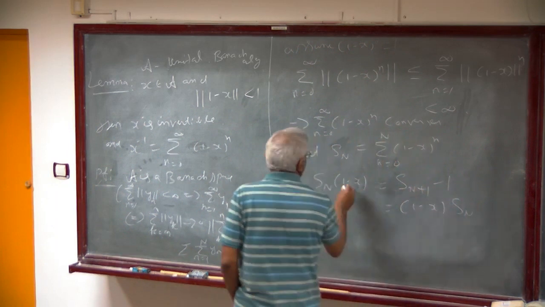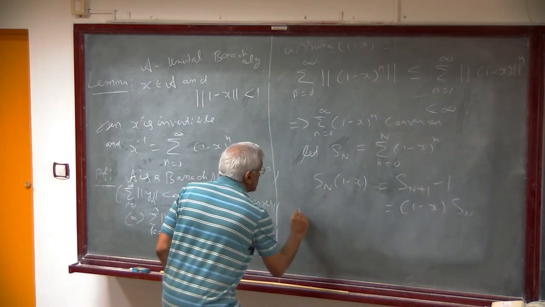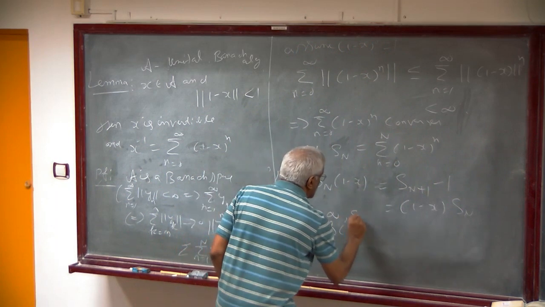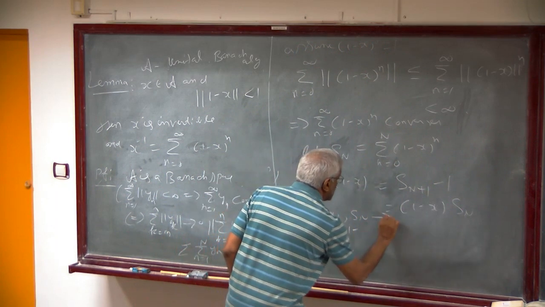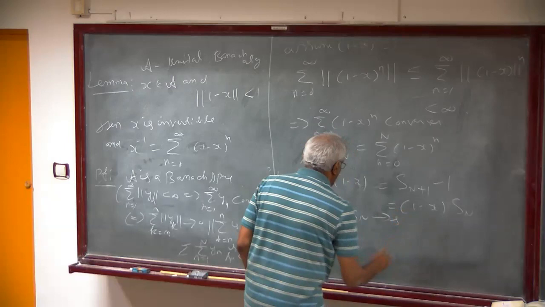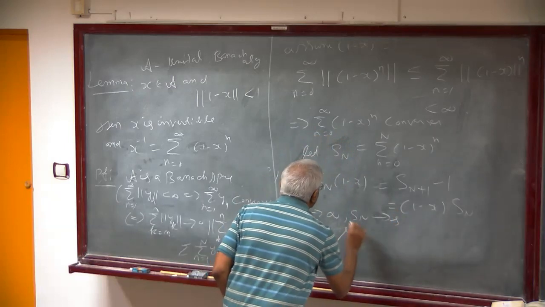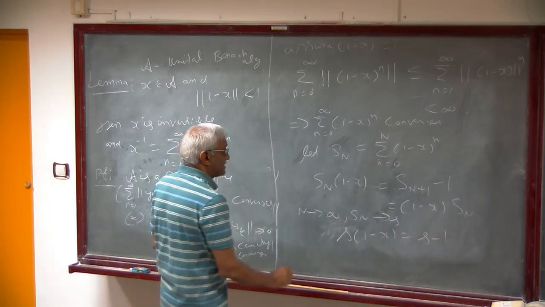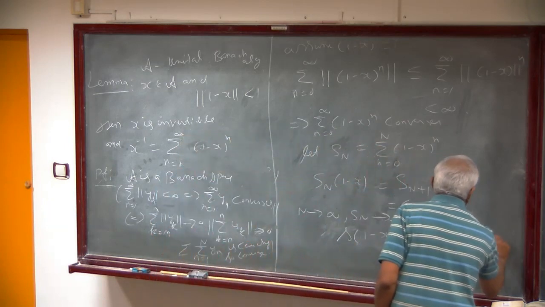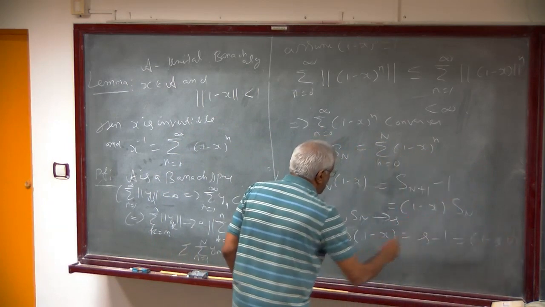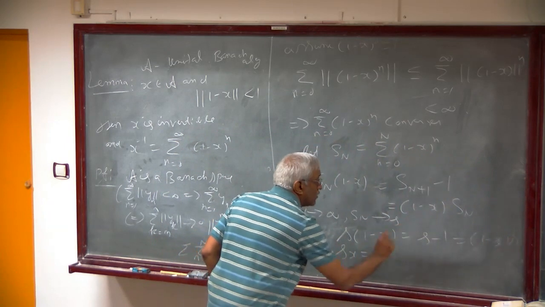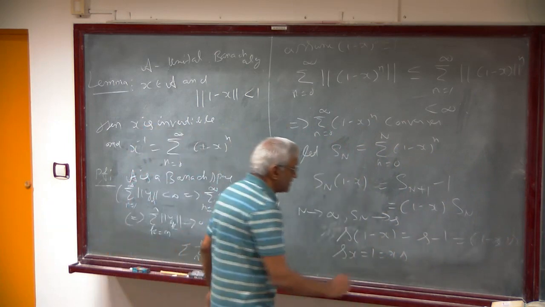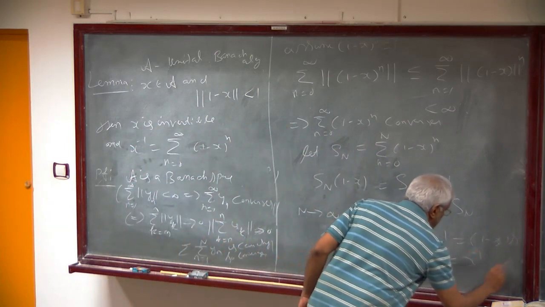Now we just cancel the terms. So now let n go to infinity. Sn goes to s, let us say. Then, since the sequence converges, s times (1 minus x) is equal to s minus something, which is also equal to (1 minus x) times s. If we cancel the terms, it implies sx equals 1 equals xs. So s is equal to x inverse. That's all.